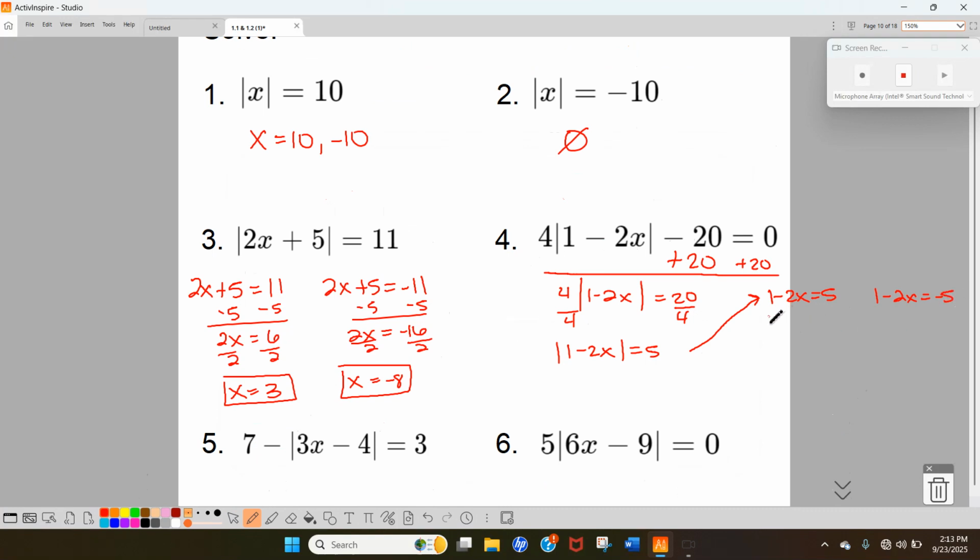So then subtract 1 from both sides and divide by negative 2. We get negative 2. Here, if we subtract 1 and divide by negative 2, we get 3. So negative 2 and 3.